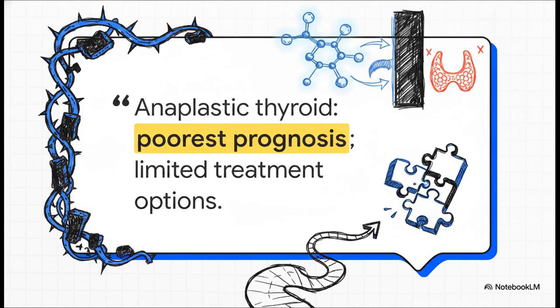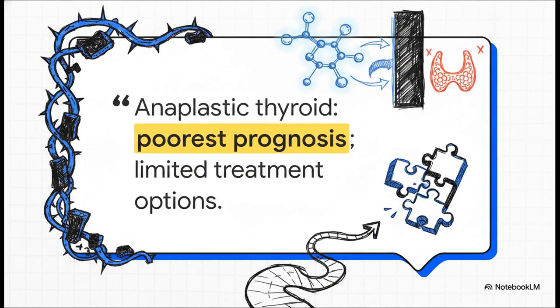To wrap up this explainer, we have to face a pretty harsh clinical reality. We've spent a lot of time talking about highly effective targeted agents, but anaplastic thyroid carcinoma sits at the absolute bottom of the prognostic hierarchy. It is incredibly aggressive, demands rapid, specialized, multidisciplinary intervention, and sadly still has very limited treatment options.